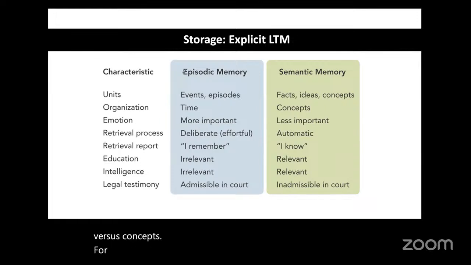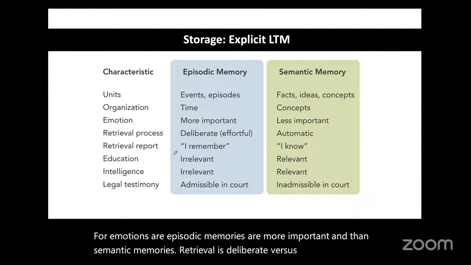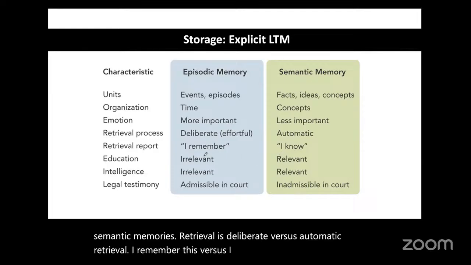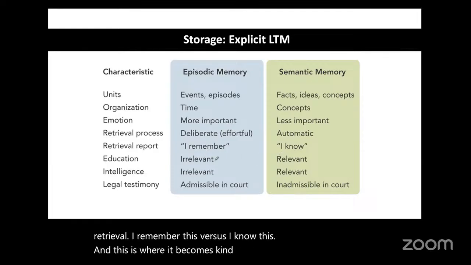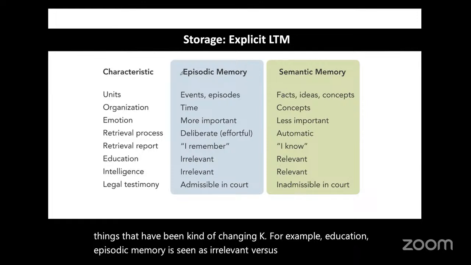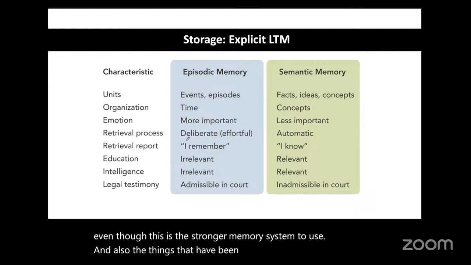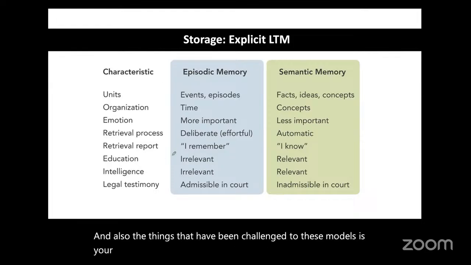For emotions, our episodic memories are more important than semantic memories. Retrieval is deliberate versus automatic. Retrieval, I remember this versus I know this. And this is where it becomes important because these are things that have been changing. For example, in education, episodic memory is seen as irrelevant versus relevant, even though this is the stronger memory system to use. And also the things that have been challenged to these models is your experience relevant to intelligence, which we'll talk about later, versus relevant for semantic.